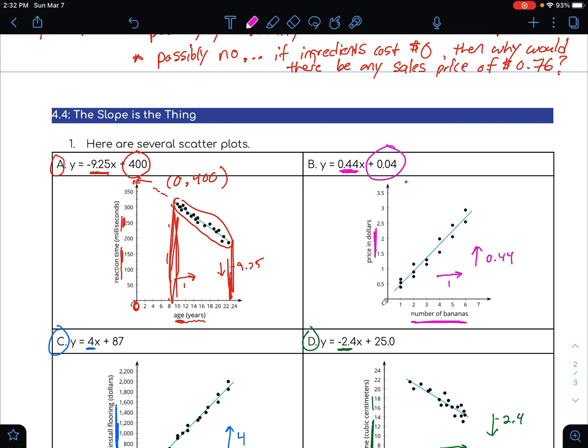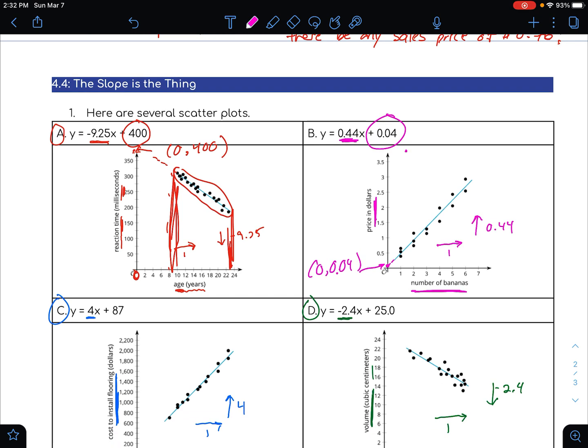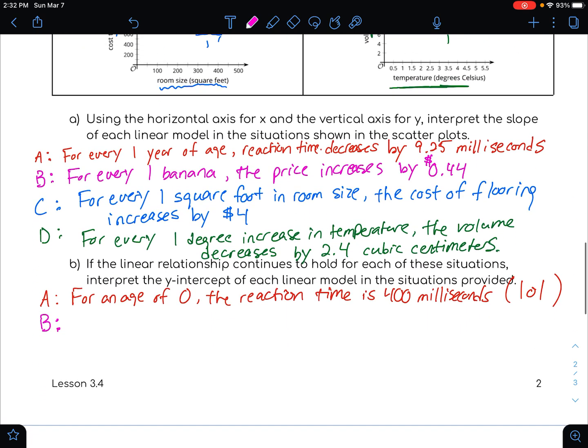In this case, the y-intercept again, if you trace this backwards, looks like it's pretty close to 0, but it's not exactly right at 0 here. It's (0, 0.04). So our y-intercept is 0.04. So for 0 bananas, then, the price is 4 cents. That's literally what that would mean. For 0 bananas, the price is 4 cents. I'm just going to write that next to this.